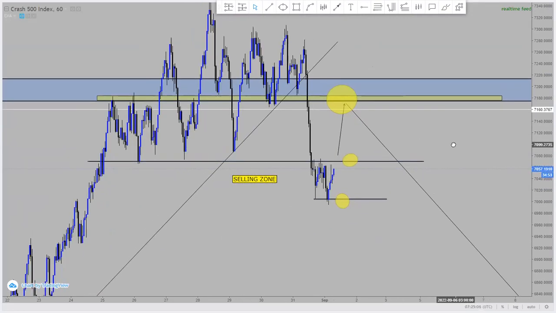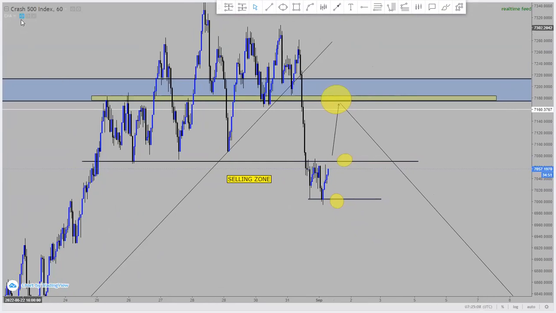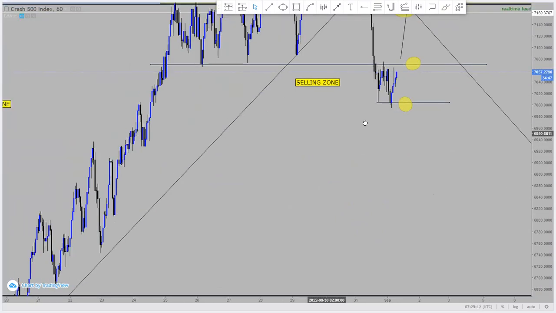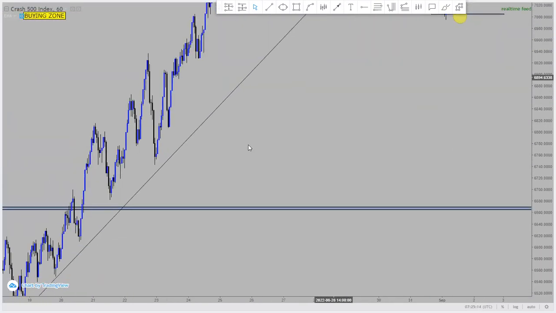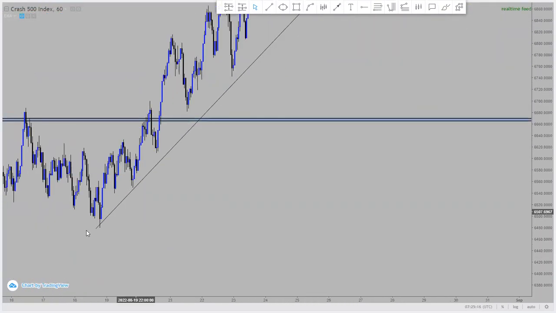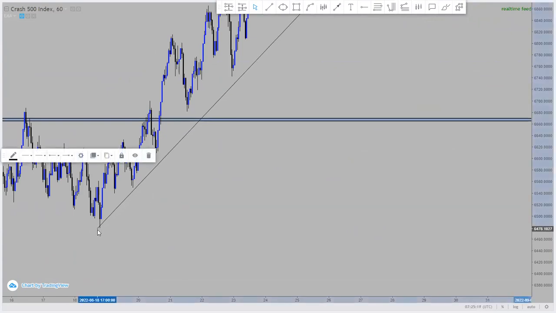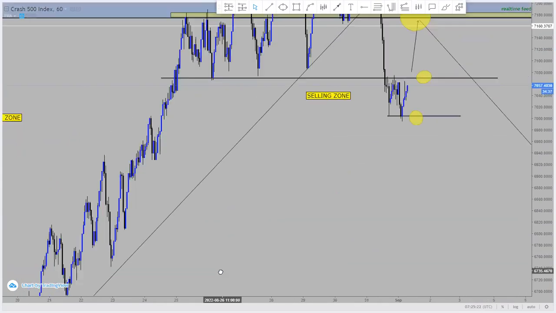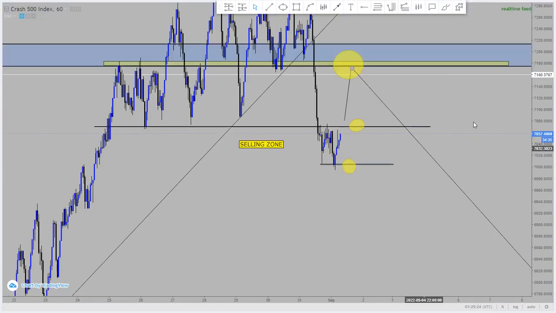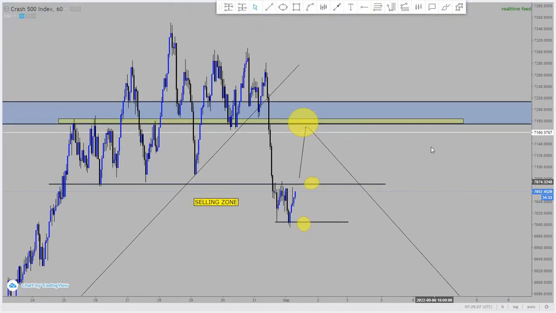Is it clear? Yes. So that is it for Crash 500. Anyone with a question or anything else that you want us to look at? Yeah. Any other instrument that you want us to look at?